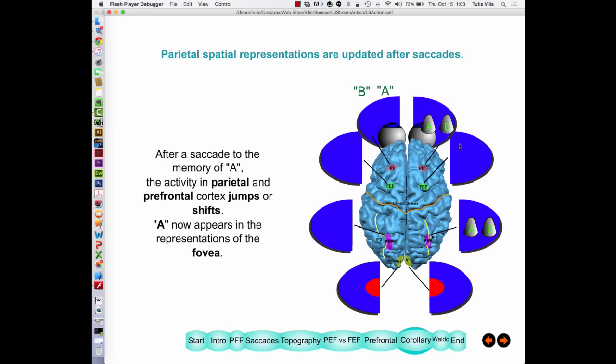And A appears now in your fovea. That is where you would be looking at A, were it visible.